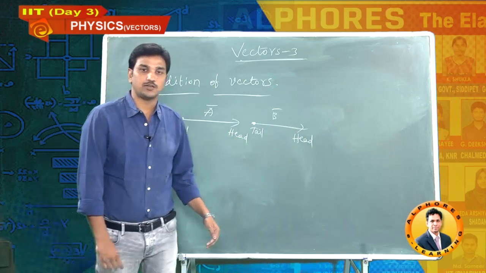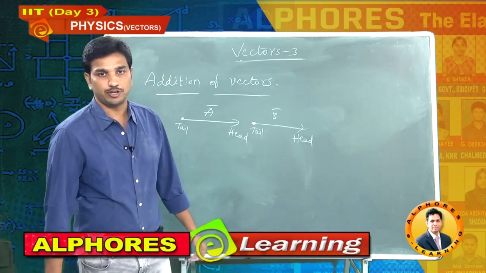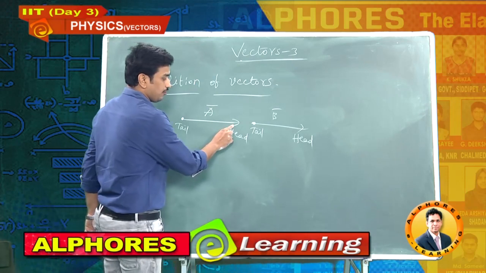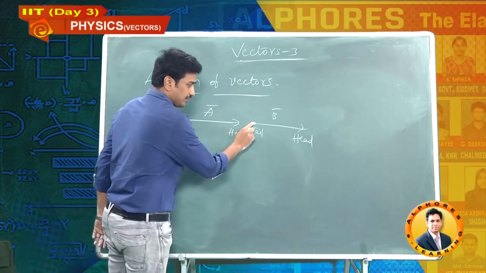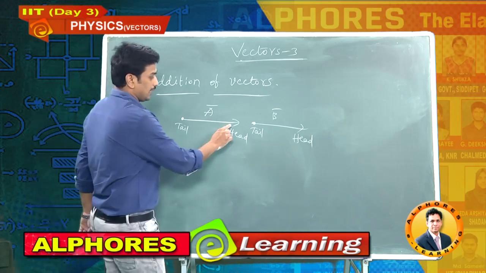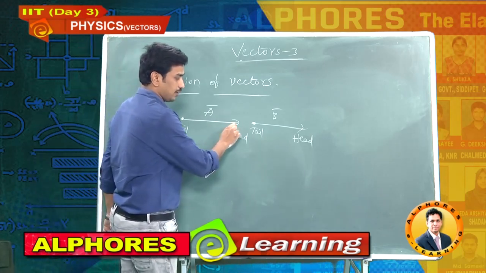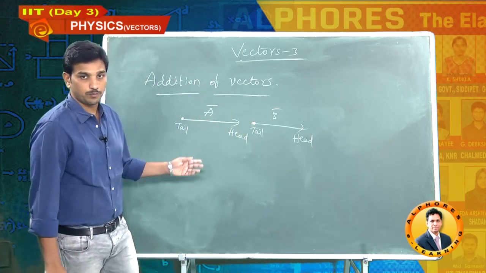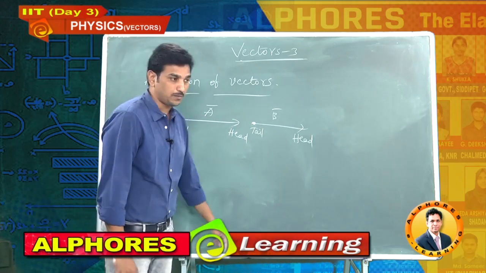When we want to add two vectors, we should follow a technique or method. What is that? The head of the first vector should connect with the tail of the second vector. Once again, the head of the first vector should be connected with the tail of the second vector. Then that is the process of adding two vectors.